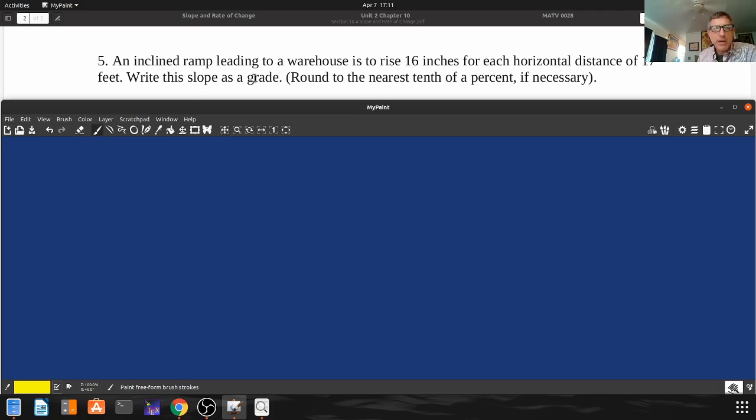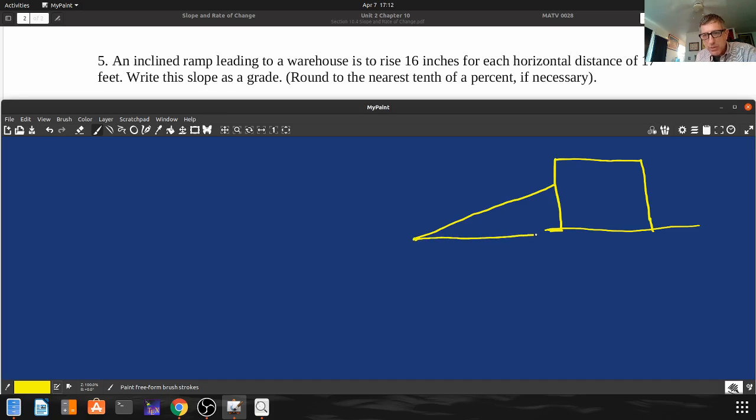An inclined ramp leading to a warehouse. So here's our warehouse. I remember as a kid, before shopping malls existed and we went to the local town square, there's a store called Gibson's. It had this huge wooden ramp out to the back parking lot. As kids, we loved that ramp. We loved going there. That was the warehouse. I think it is still there, although it's probably been shut down.